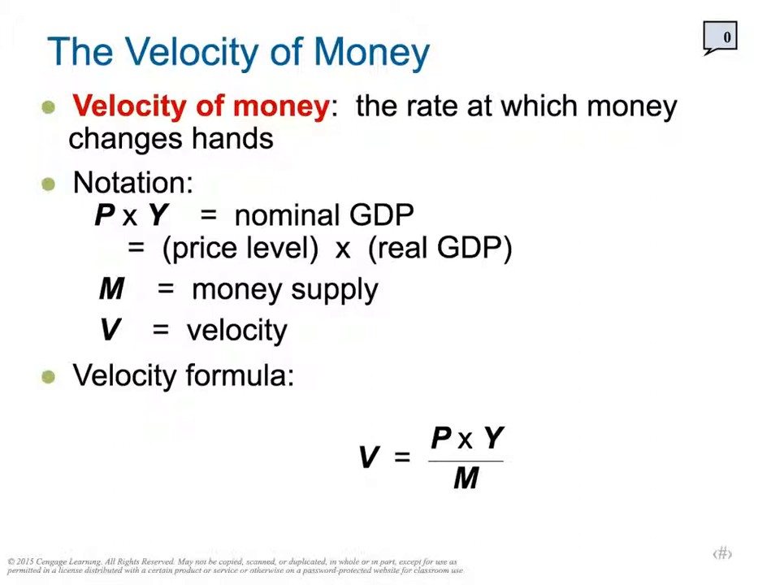If we look at nominal GDP, we normally measure that quarterly. Price level, that's on a monthly basis, so it kind of depends on which one we're using. It might be monthly or it might be quarterly. We have the money supply, and the velocity formula basically says that we look at nominal GDP, which is just the price level times real GDP, divided by the money supply will give us velocity.